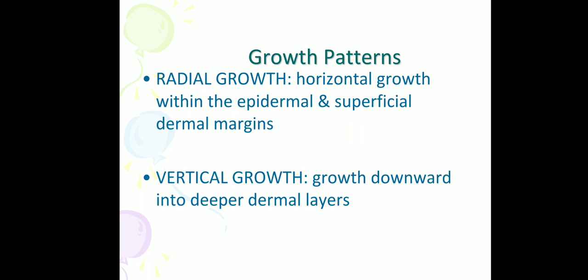Growth patterns: radial growth and vertical growth are the two important growth patterns of malignant melanoma. In radial growth, there is horizontal growth within the epidermal and superficial dermal margins, whereas in vertical growth, there is downward growth into deep dermal layers.